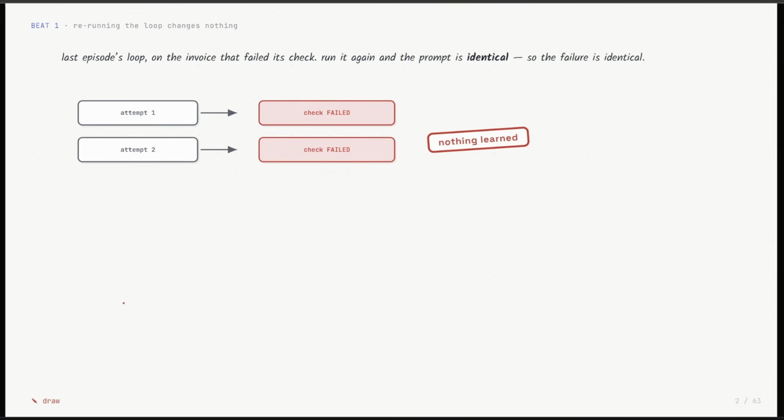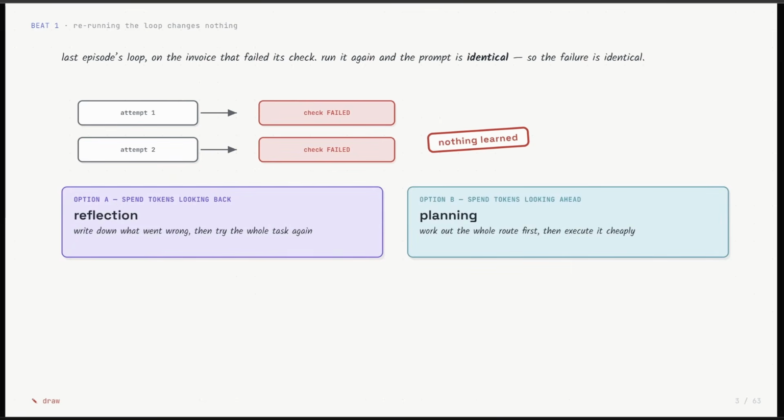So, the invoice agent failed the deterministic check, so you run it again, right? You have your second attempt, and what would actually happen is that nothing was learned. You get the same fail. The reason for this is that the loop has no mechanism for learning from the first attempt. So nothing was written down.